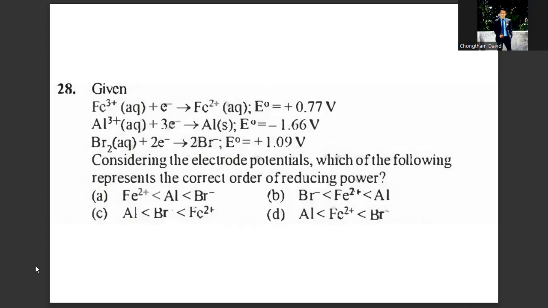Now, 28, aluminium will come first, then iron 2 plus, then Br minus. From this value also it is evident, right? So correct answer for question number 28 would be the aluminium, iron and bromine. Aluminium, then iron, then bromine. Because the most positive will be the most reducing in character. So most negative is aluminium followed by 0.77, which is lesser than 1.09. So aluminium, iron, bromine. D is the answer to question number 28.